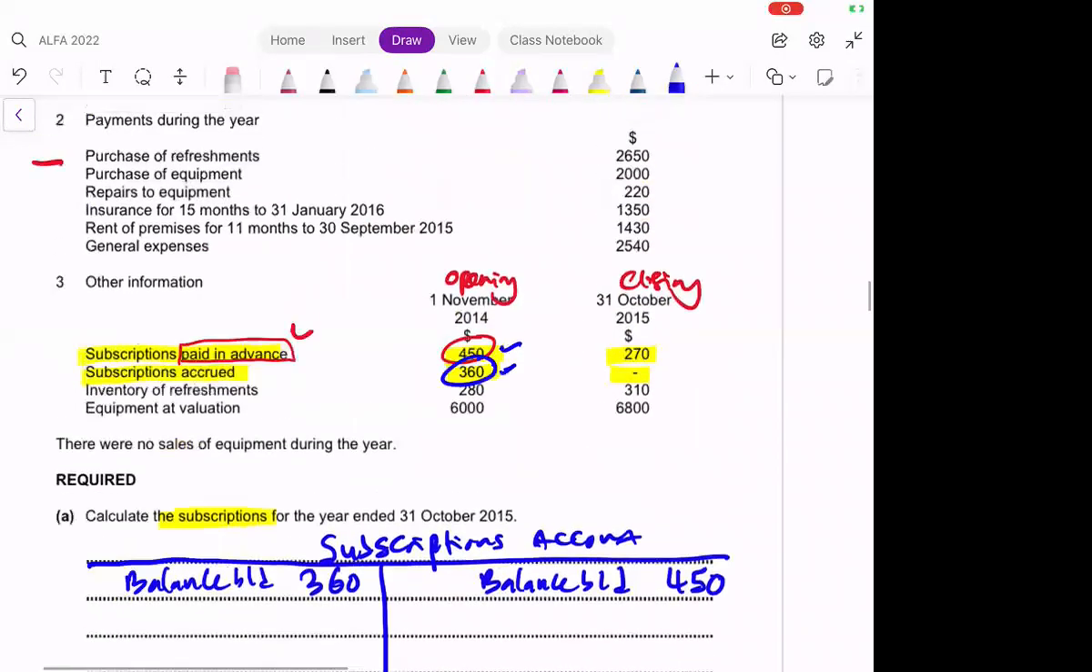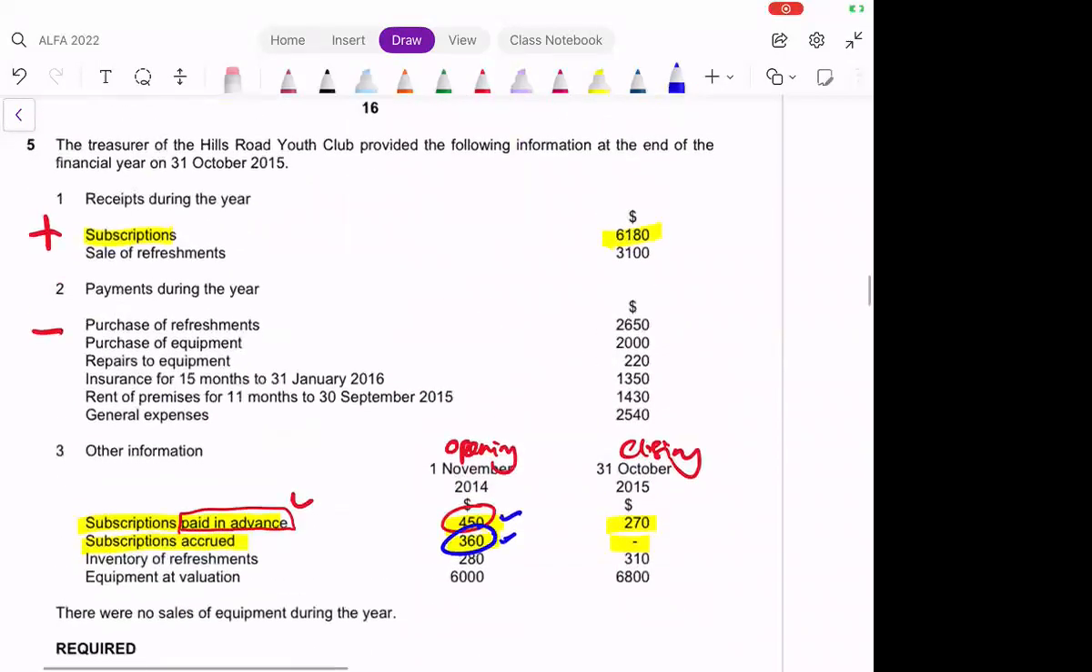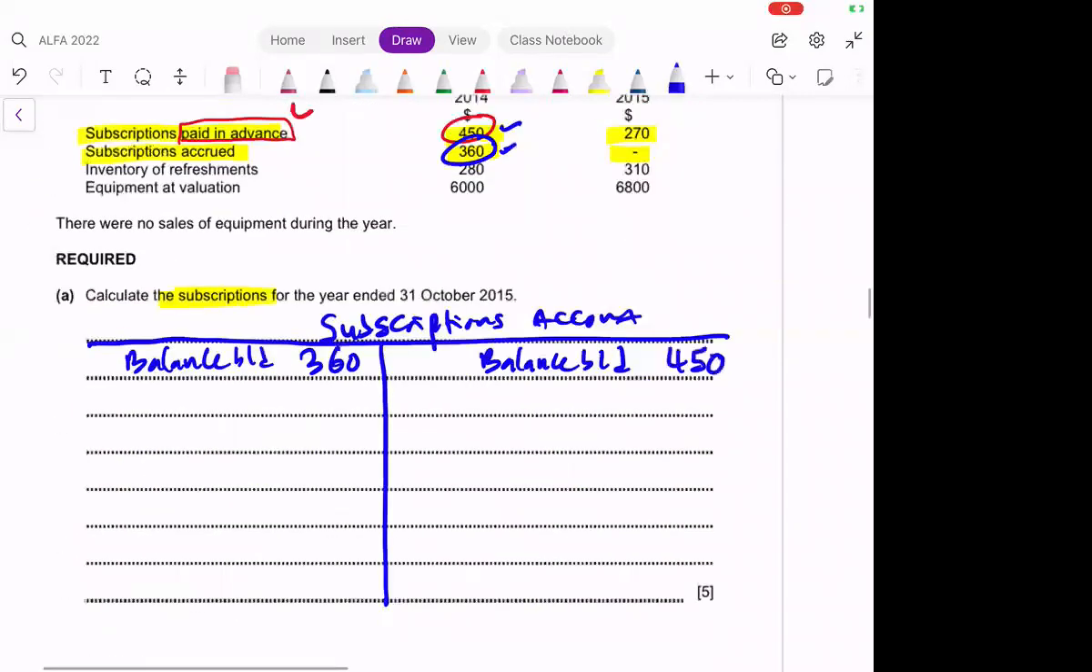After that, subscription that you receive. If you receive, cash book will be debit. If cash book debit, subscription will be credit. Then balance CD. If balance BD is on the credit side, balance CD will be the other way, debit. Leave one line, write 270. If you forget to leave, also no problem. Balance CD.